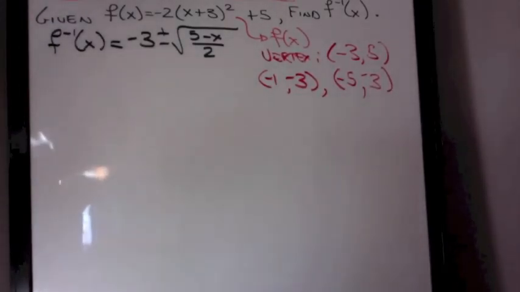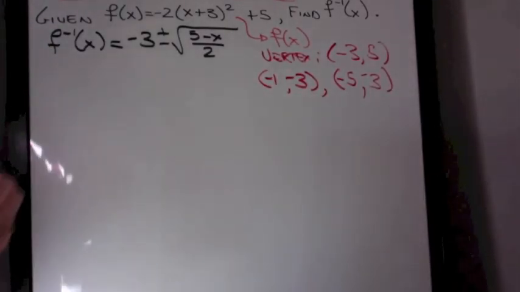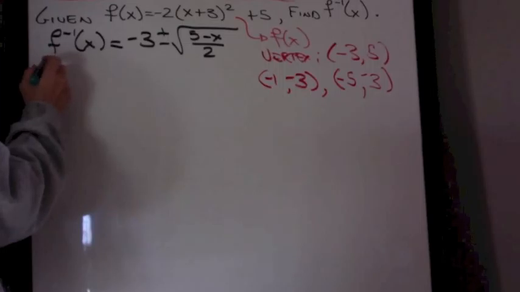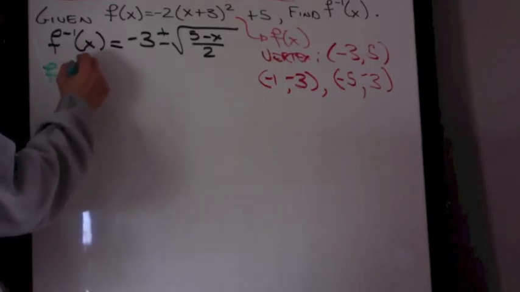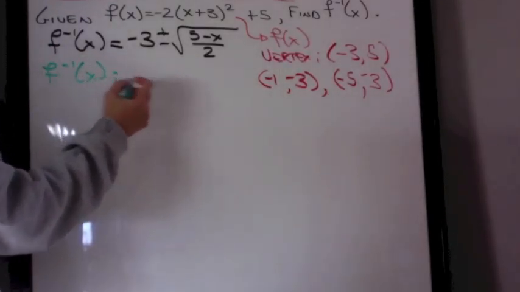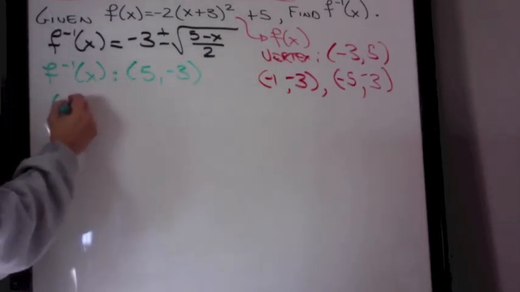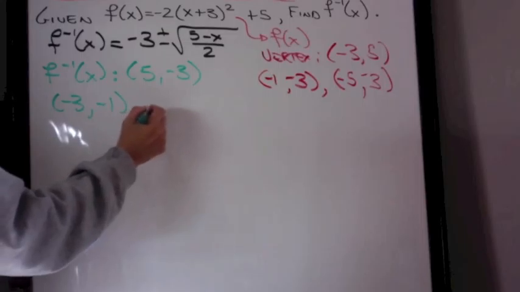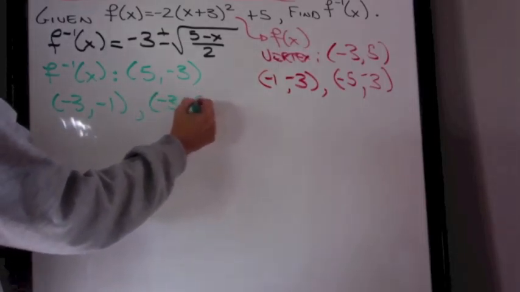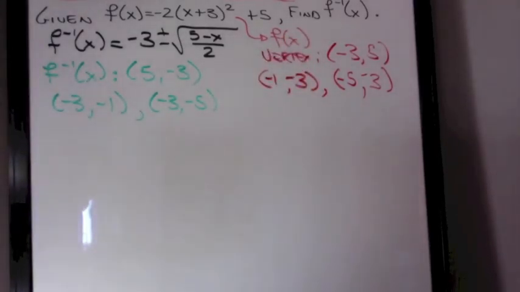Okay, those are the 3 points that belong to the function f of x. Now I don't have to go and find any for f inverse. I know what they're going to be. My points will be 5, minus 3; negative 3, negative 1; and negative 3, negative 5. You just take those points and turn them around.